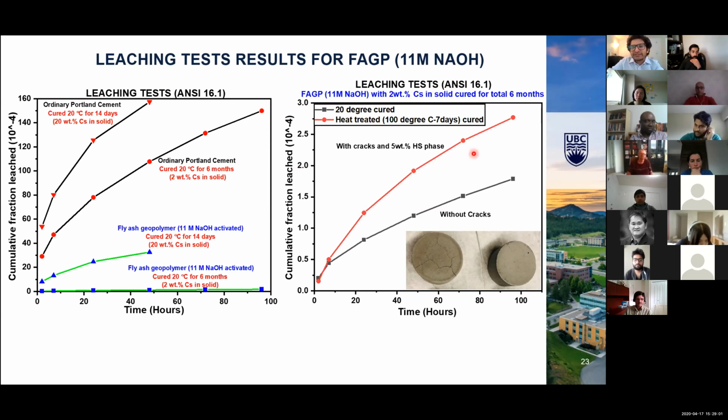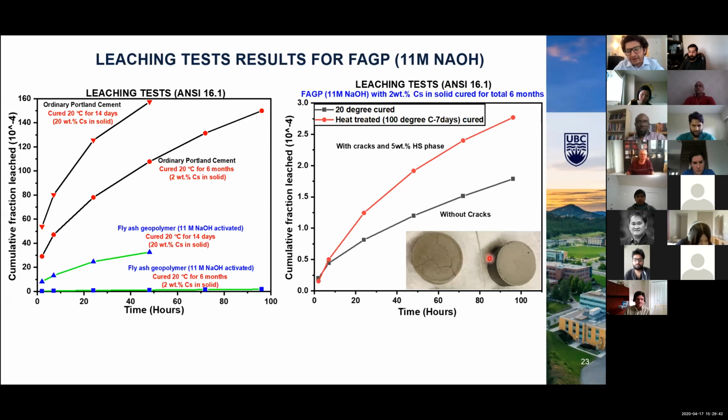Also, to understand whether heat treatment of geopolymer is better or worse in terms of cesium encapsulation, I heat treated some samples. One sample was cured at room temperature for 6 months. Another sample was heat treated at 100 degrees for 7 days and kept for a total of 6 months. You can see that the heat treated sample started to form cracks. It is because the material was not in a closed environment, so the water evaporation led to a lot of crack formation.